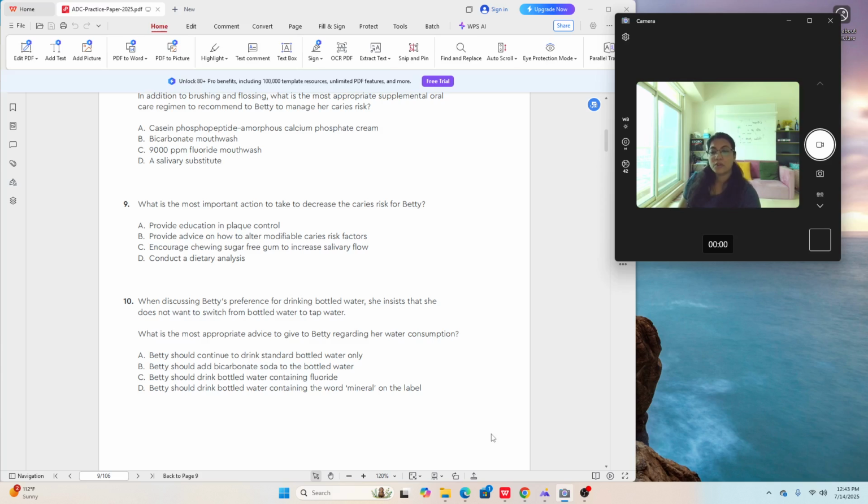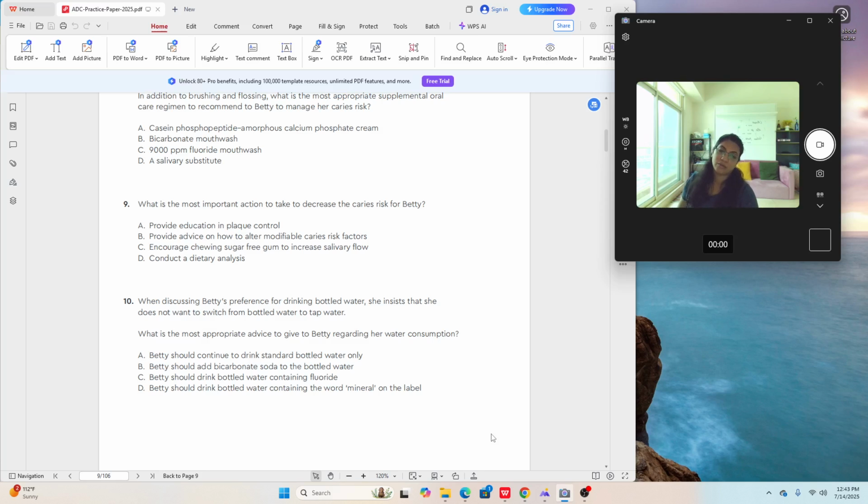Option A, she should continue to drink standard bottled water only. Option B, she can add bicarbonate soda. Option C, she should drink bottled water containing fluoride. And D, she should drink bottled water containing the word mineral on the label. Okay. Options A and B are out of the window now. C and D. Well, what do you want?